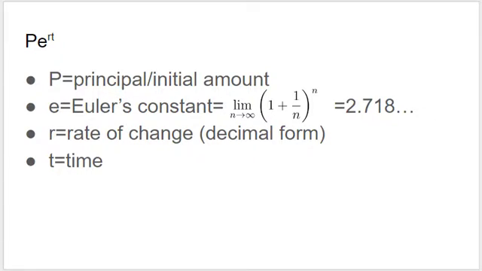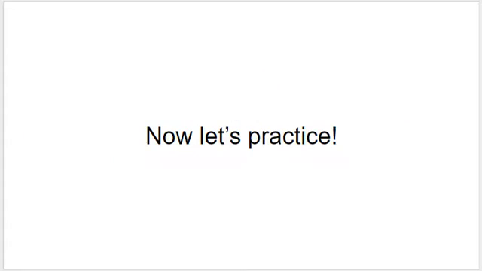R is the rate of change in decimal form. For example, if an interest rate of a bank is 3%, the decimal form of that would be 0.03, and that would be the rate of change. T is time, and it's represented in the units of the rate of change. So for example, if the interest of a bank was 3% per year, the time would most likely be represented in years. Now let's move on to some practice problems.